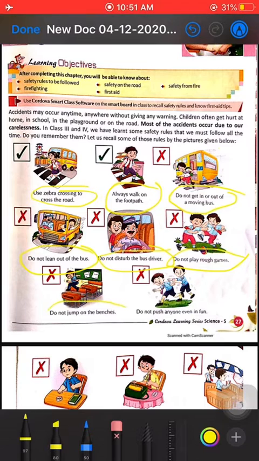Next is do not jump on the benches. This also we used to tell you in the classrooms, that you should not jump on the benches. There are two reasons here. It's for your safety, and secondly, you should not spoil the school property by jumping on the benches. Then, do not push anyone even in fun. We should not push or pull anyone even in fun.